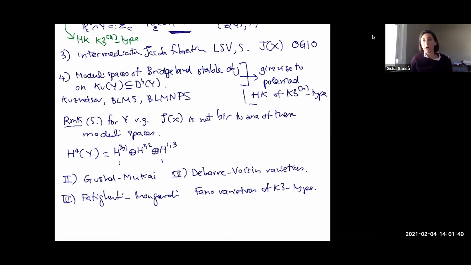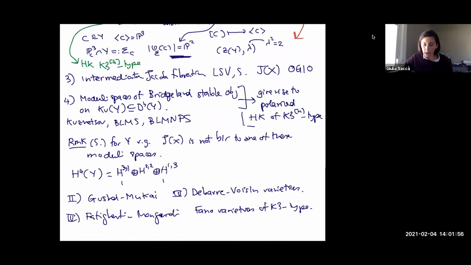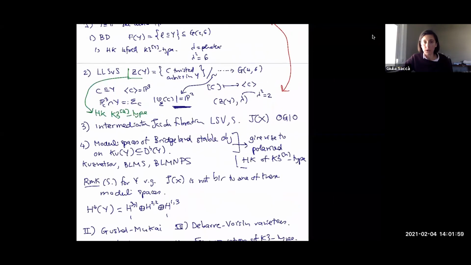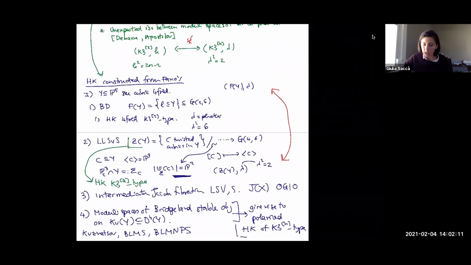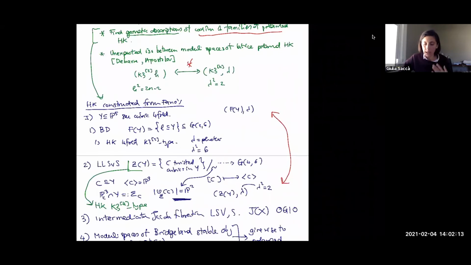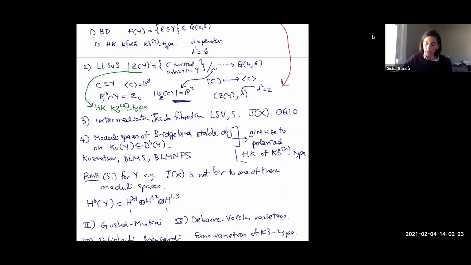Okay, so in this talk, we go in a different direction, and we would like to reverse the construction: starting from hyperkähler manifolds and polarized hyperkähler manifolds, just find the Fano. So that was one of the motivations, together with understanding these unexpected isomorphisms between moduli spaces. So I'll try and discuss the work now.